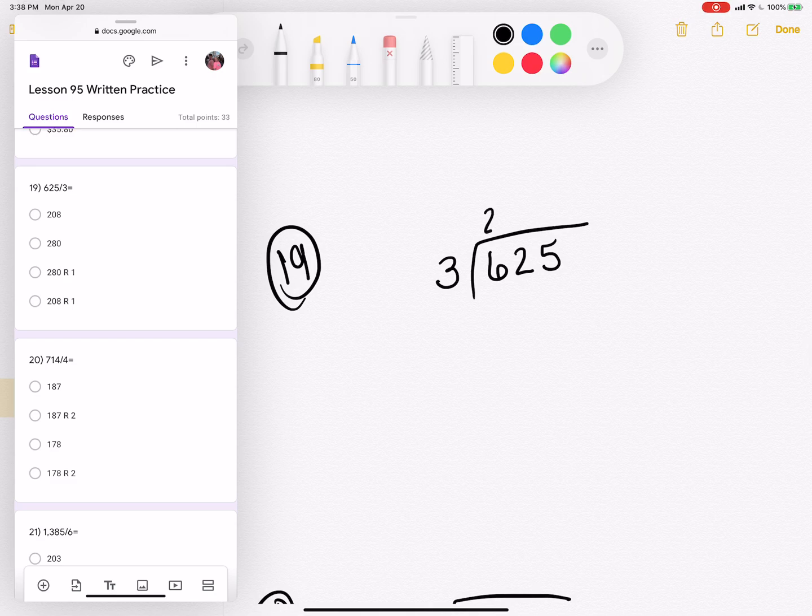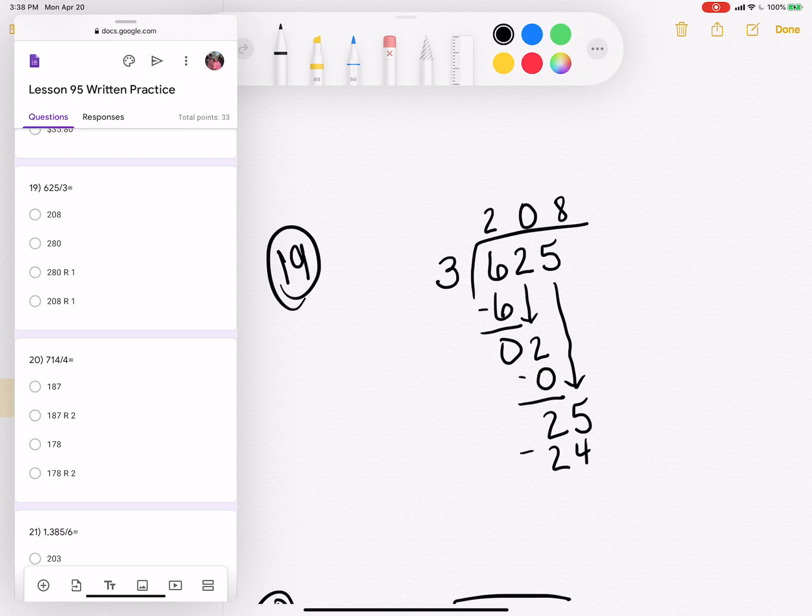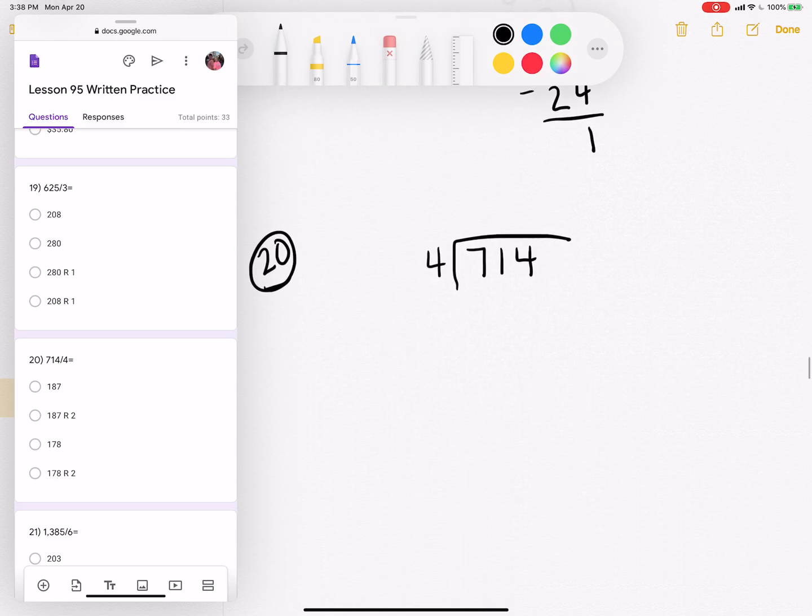Number 19, 625 divided by 3. 3 will go into 6 2 times. 2 times 3 is 6. 6 minus 6 is 0. Bring down a 2. There are 0 3's in the number 2. 0 times 3 is 0. 2 minus nothing is 2. Bring down your 5. How many 3's are in 25? 3 times 8 is 24. 5 minus 4 is 1. Remainder 1. 208, remainder 1 on number 19.